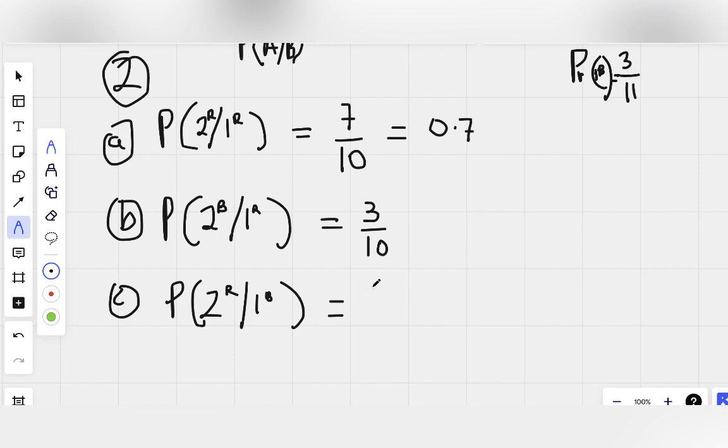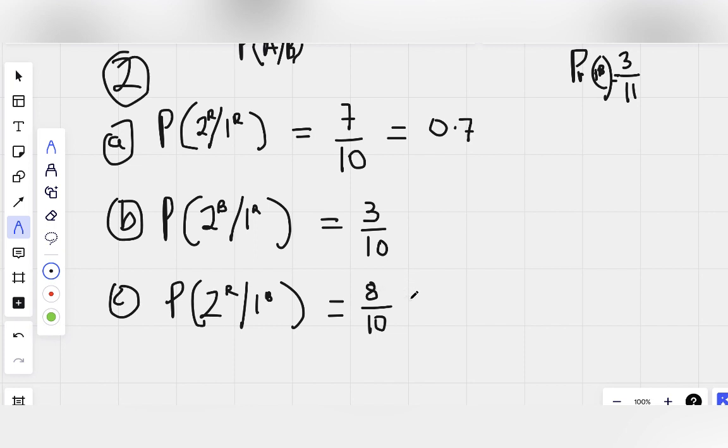So the probability of the second one being red is still 8, because there are still a total of 8 red counters remaining. But the total is no more 11. The total for the second pick reduces to 10 because you've already picked one counter out, which makes the total remaining 10.